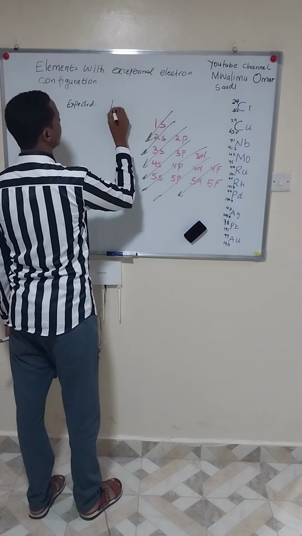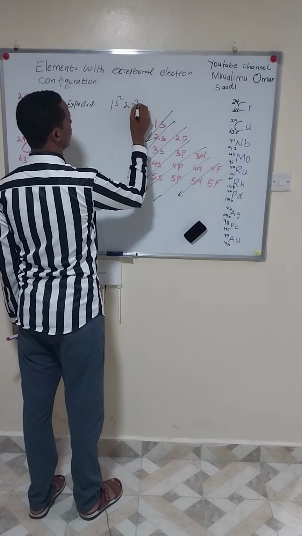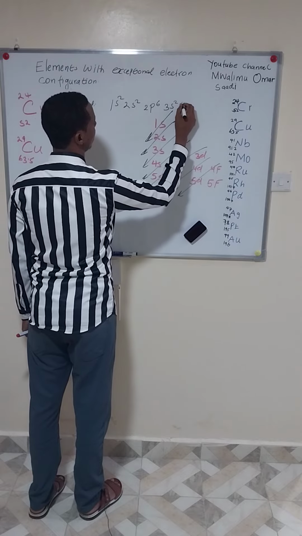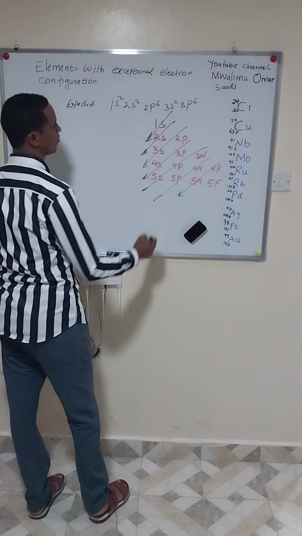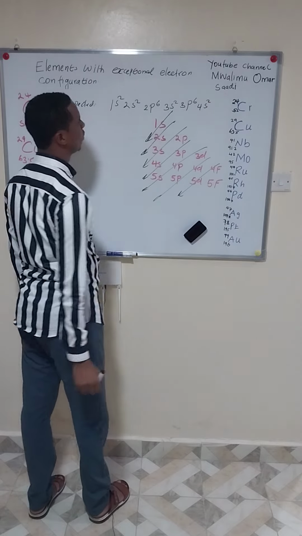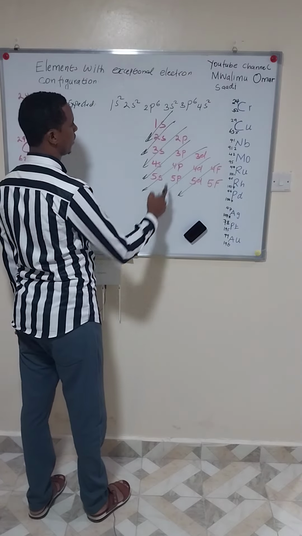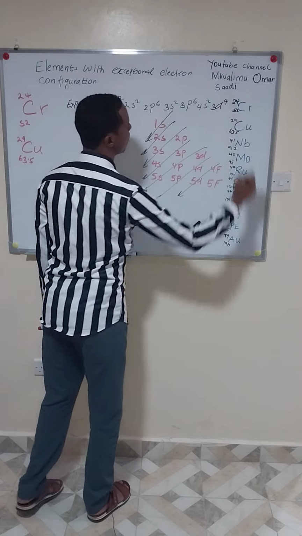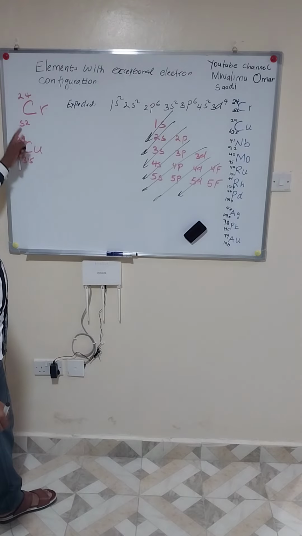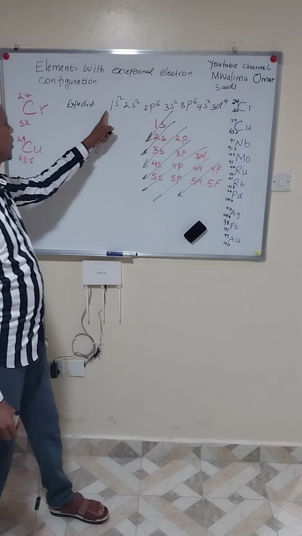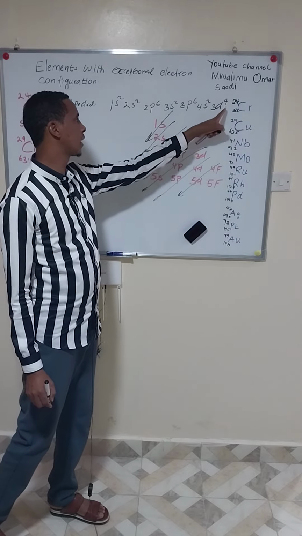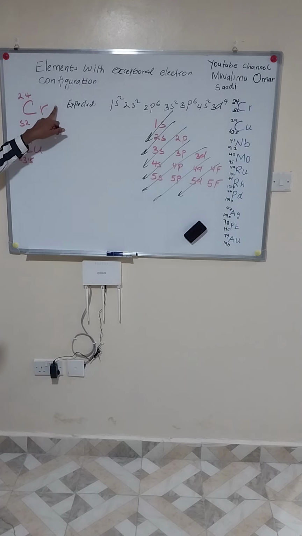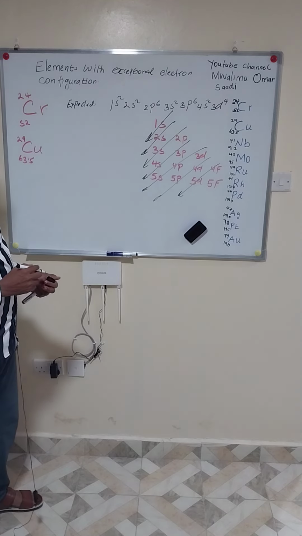So we'll have 1s2, 2s2, 2p6, 3s2, 3p6, 4s2. Those are 20 electrons. Then 3d4, because we only have 24 electrons for chromium. So these are 20 electrons, so d can take up to 4 electrons for chromium. So this now is the expected electron configuration of chromium.